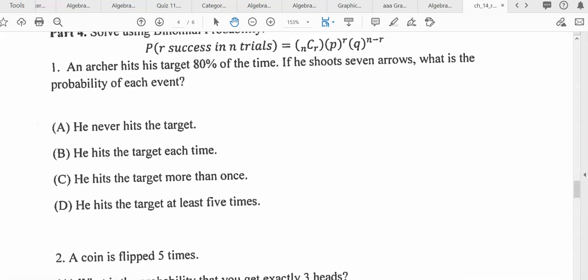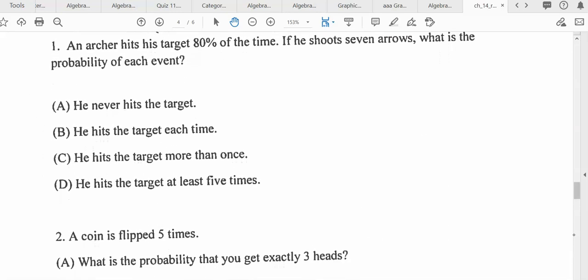Okay, binomial theorem, it's good. So 80% chance of success, shoot 7 arrows, what is the probability of each event? So he never hits the target. So P is I don't want to hit the target, so that's 0.2. Q would actually be hitting the target, which is 0.8.